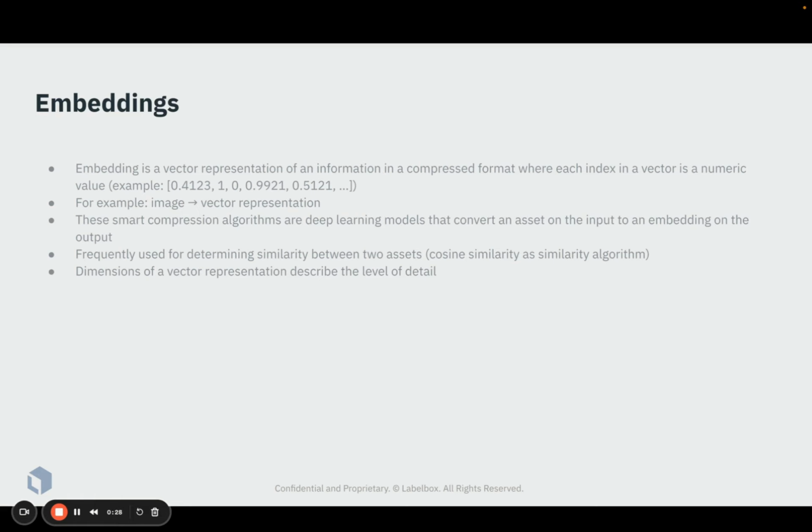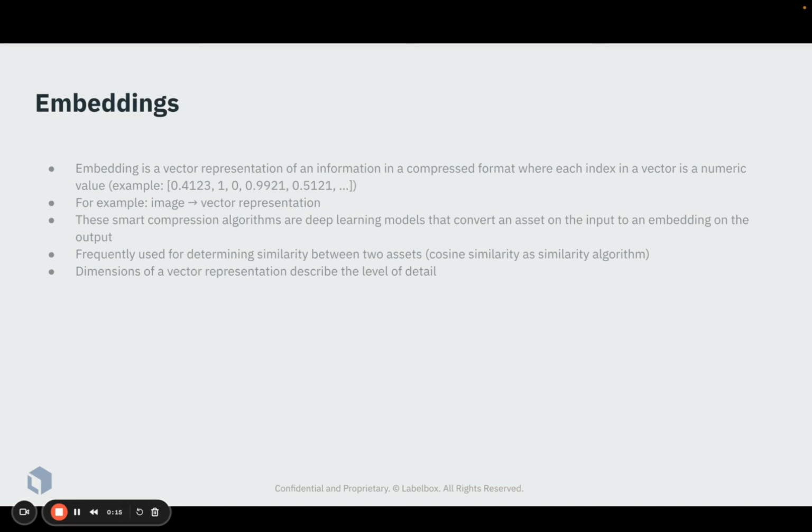We have a sample vector representation over here where we can see the first 5 values. Those values are floating point values on a scale of 0 to 1. Each of those values, in a way, embodies, or better to say, embeds the information from the input asset. For example, let's say we have an image on the input. The underlying compression algorithm would convert that image into a vector representation, preserving all of the relevant information.